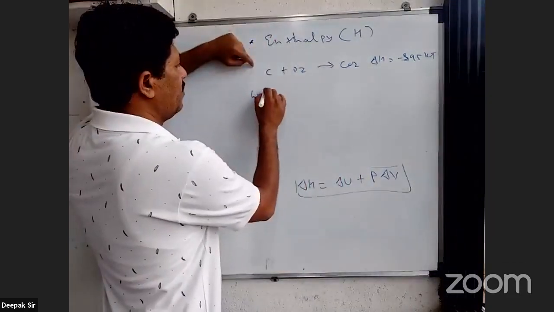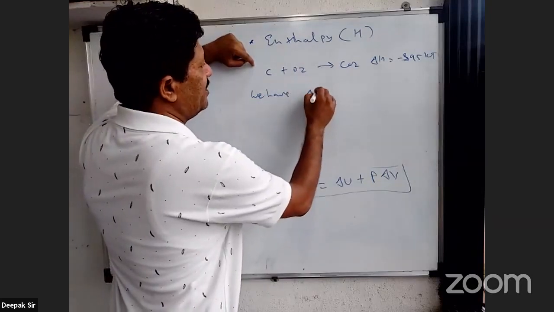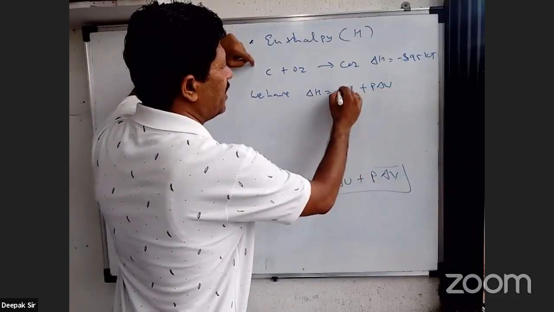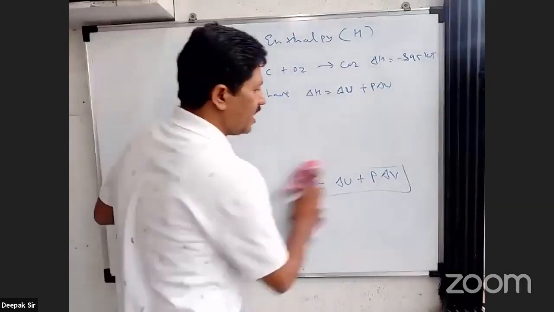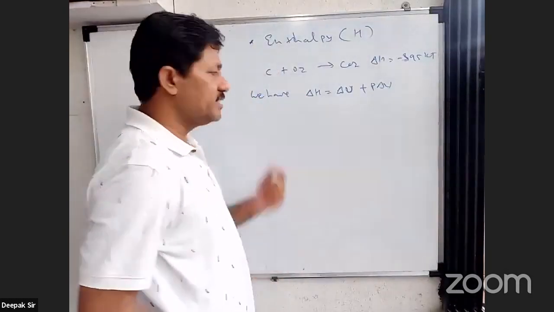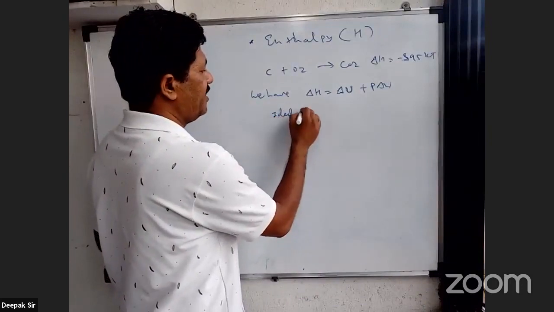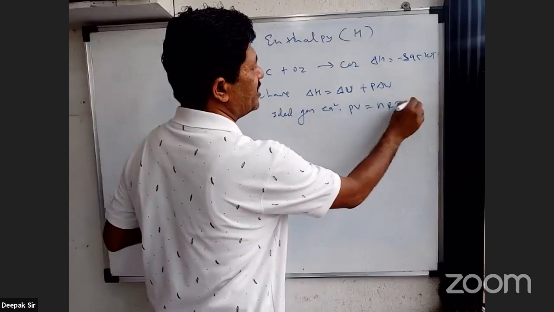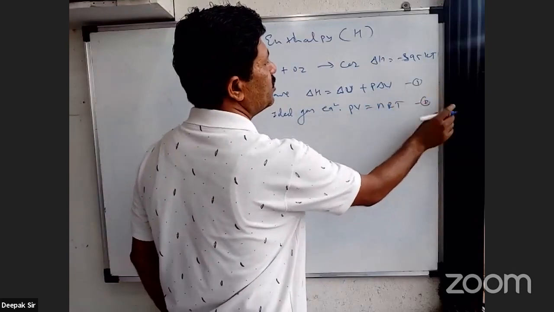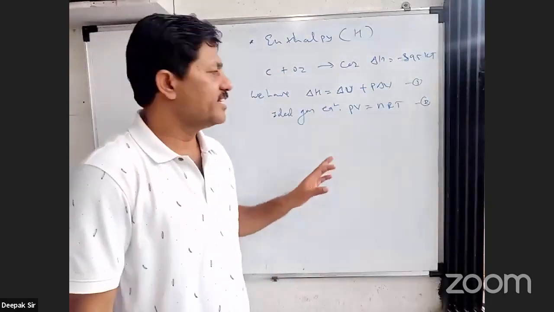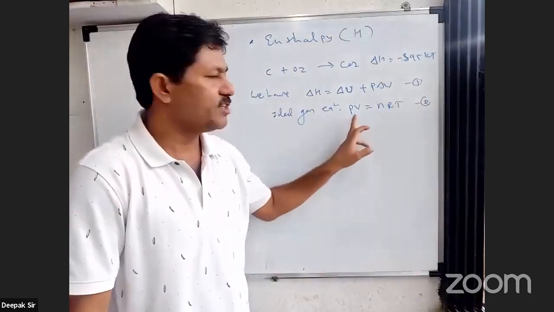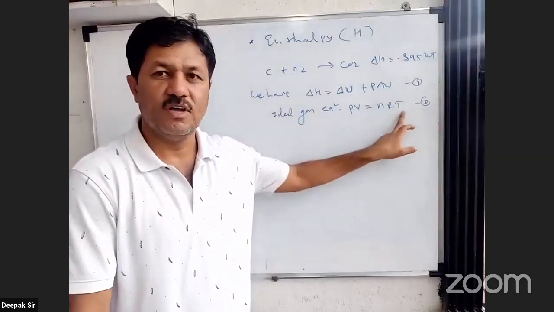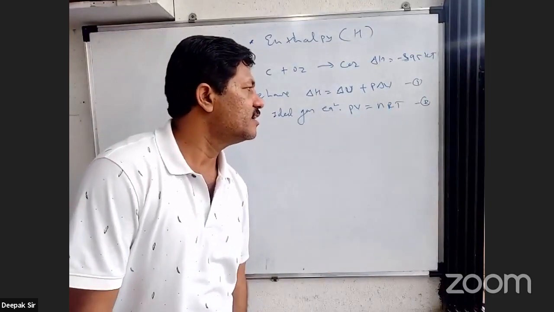We have the equation, which you already know: delta H is equal to delta U plus P delta V. This is equation 1. Now we have the ideal gas equation, that is PV is equal to nRT. This is equation 2. So we know the ideal gas equation PV is equal to nRT, where P stands for pressure, V for volume, n for number of moles, R for gas constant, and T for temperature. This is what we have, that is the ideal gas.